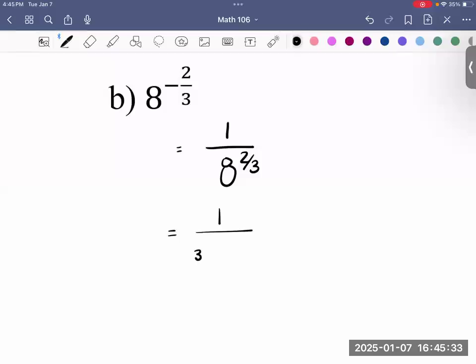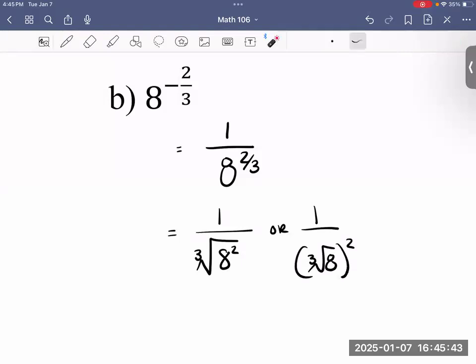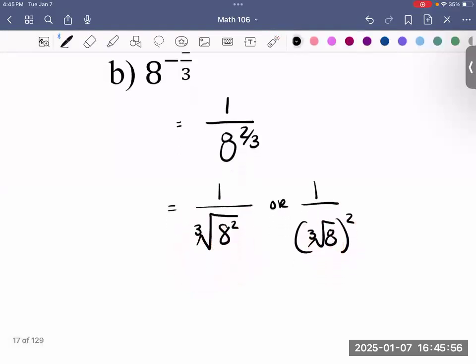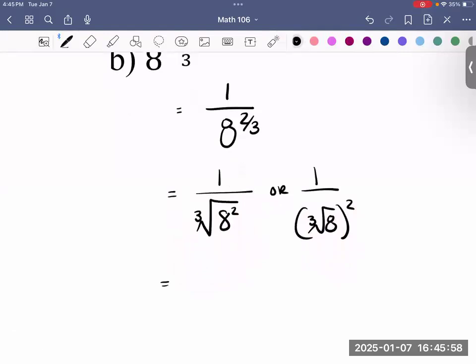So we have the cubed root of 8 squared, or you can also write it as the cubed root of 8 all squared. Now, which one would it be easier to evaluate? Do you want to square the 8 first and then take the cubed root of it? Or do you want to cube root 8 and then square it? Well, it actually doesn't matter in this case. Both are very easy to do as long as you know what your cubed roots are.